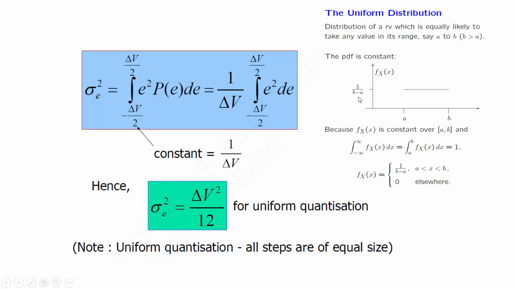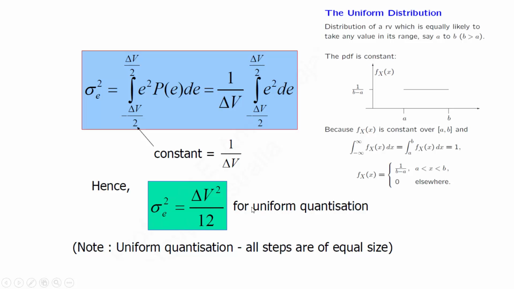So since it is 1 over B minus A, we will equate the probability density function to 1 over delta V. So that's why this p is actually replaced with 1 over delta V and the limits remain the same. Now if you solve this integral, it will give you the variance of the quantization noise, and actually it is delta V square by 12.